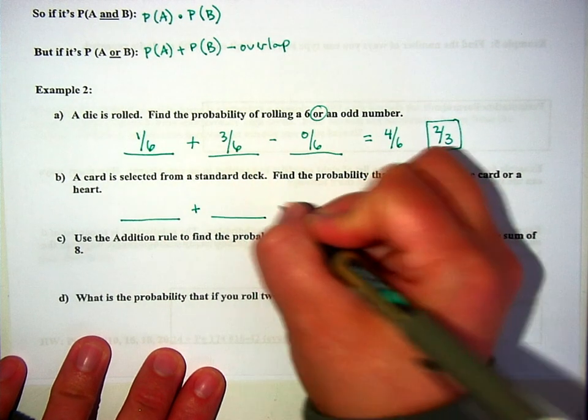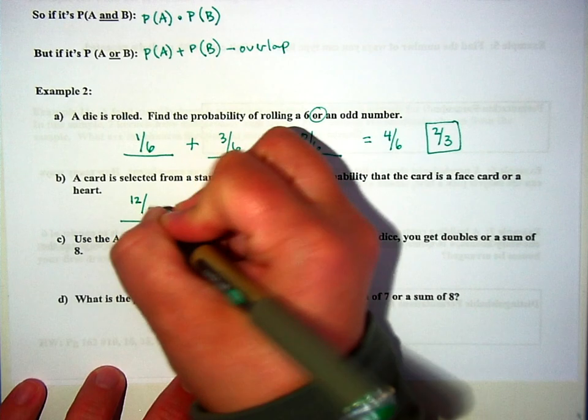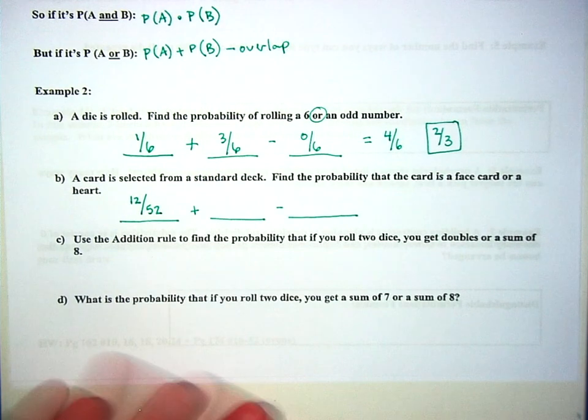This is another or problem. A card is selected from a standard deck. Find the probability that the card is a face card or a heart. All right, how many face cards are in the deck? We're only counting Jack, Queen, and King, not aces. 12 out of 52. That's how many face cards there are in a deck.